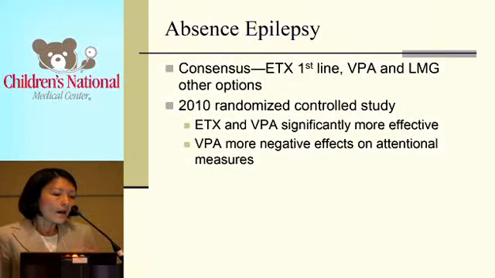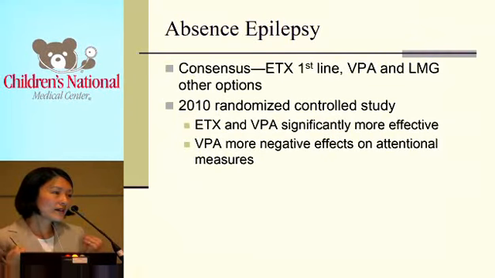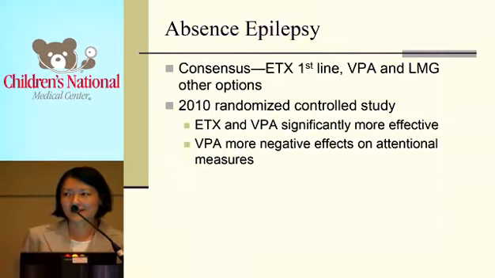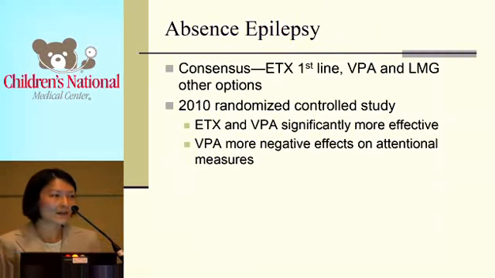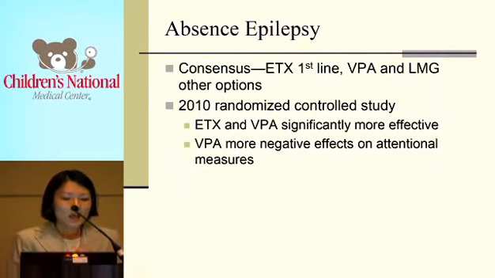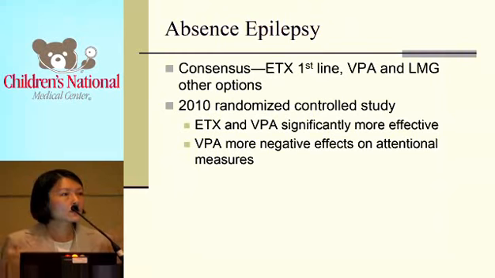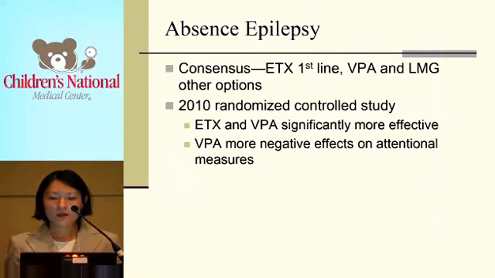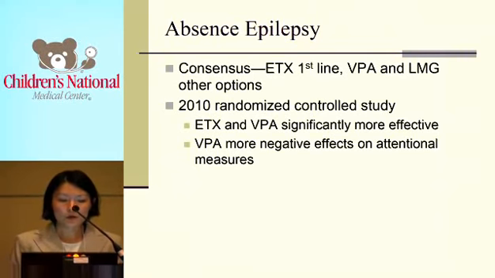Okay, so absence epilepsy is the one epilepsy syndrome that we actually have some evidence-based data. You know, of course, everything in pediatrics is all about consensus and experience, but in epilepsy at least. By consensus, by history, we would always tend to use ethosuximide or reassurance. And then we would think also about valproic acid and lamotrigine.